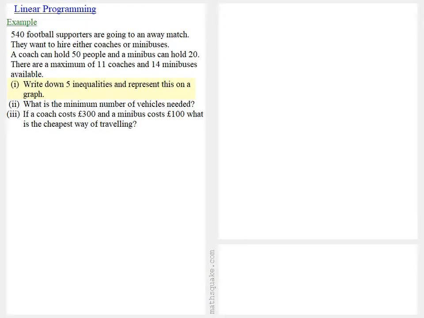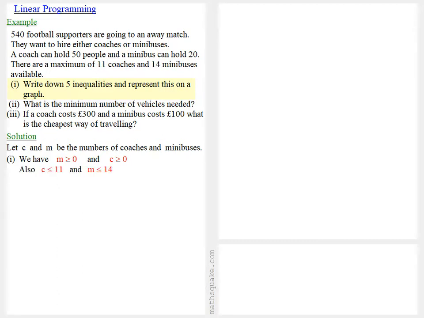In part 1, we are asked to write down 5 inequalities and represent this on a graph. Now, to do this, let C and M be the number of coaches and minibuses. Obviously, we can't have a negative number of vehicles, so M is greater or equal to 0 and C is greater or equal to 0. The maximum number of coaches is 11, so C is less than or equal to 11. The maximum number of minibuses is 14, so M is less than or equal to 14.